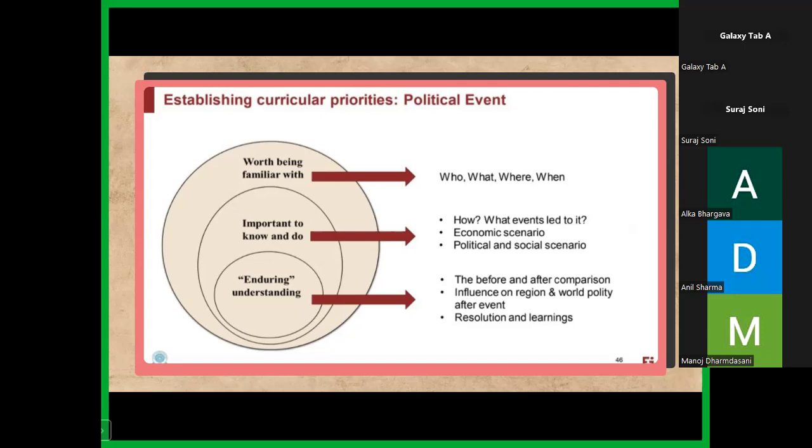Basically it started, and the important thing is what events led to it, right? So you see, more important than what, where, when, or who is how it started, right? Why it started. Those things are important. And finally, when we talk of enduring understanding, things like the impact that it had on other aspects of life.